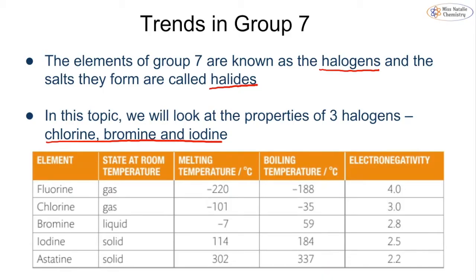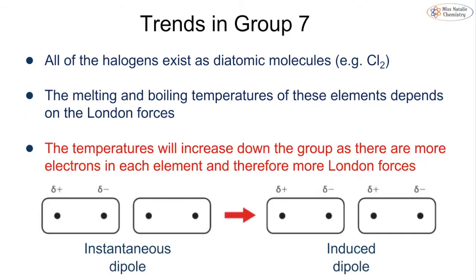So if we have a look at the table below, we can see that we've got trends in our melting and boiling point, our state at room temperature, and also electronegativity. So as we go from the top of the group down to the bottom, we see a movement from gases to liquids to solids. So this tells us that our melting and boiling temperature are increasing. And we also see a decrease in the electronegativity. And we should be able to explain why this is the case.